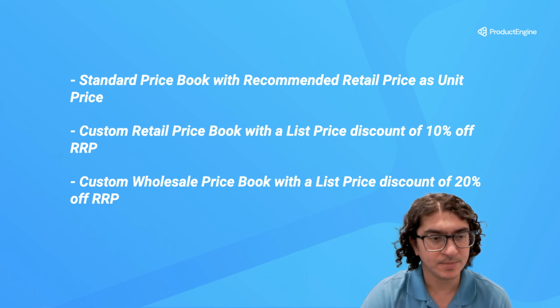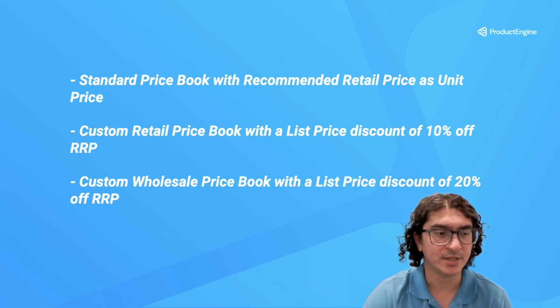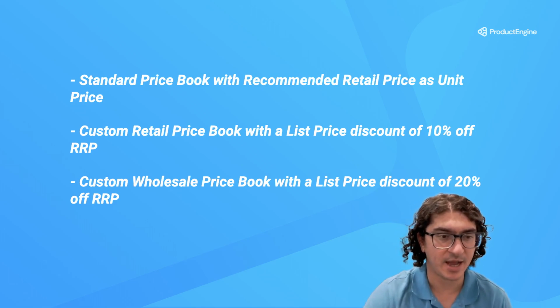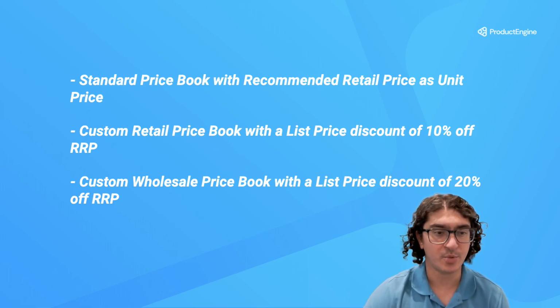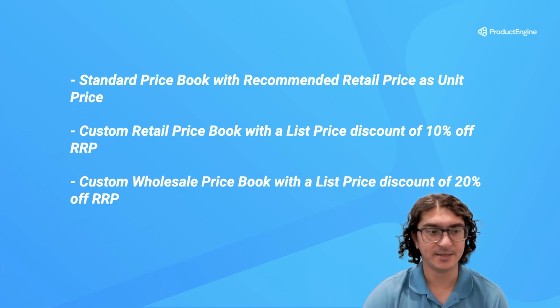In this example, I have a standard price book and two custom price books called Retail and Wholesale. I'm using standard objects and my standard price book unit price is my RRP. My retail and wholesale price books have the same products as my standard price book, but with a 10% and 20% discount off RRP respectively. Let's see this in action.